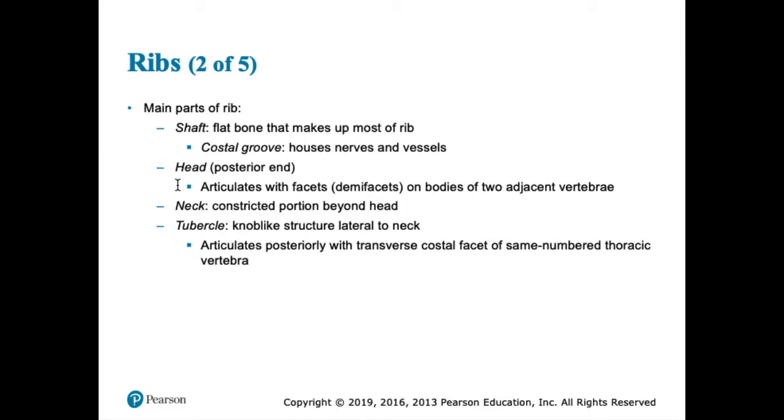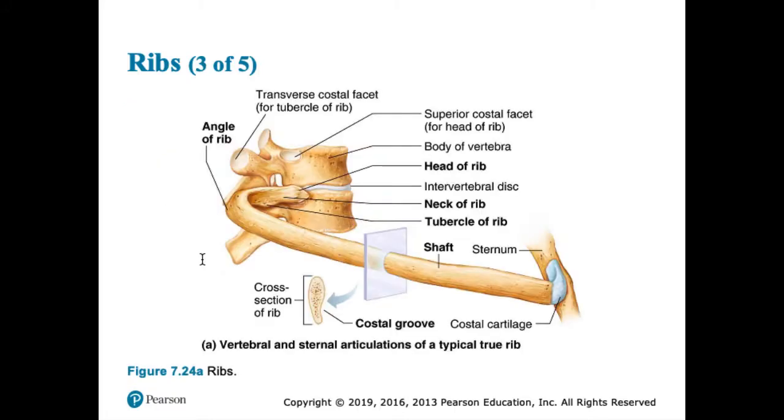And there's a head, which articulates with the facets, the demifacets on the bodies of the two adjacent vertebrae. The neck, which is constricted beyond the head, and the tubercle, which is a knob-like structure lateral to the neck. And so basically it articulates posteriorly with the transverse costal facet of the same numbered thoracic vertebra. So, of course, that's that structure of the rib.